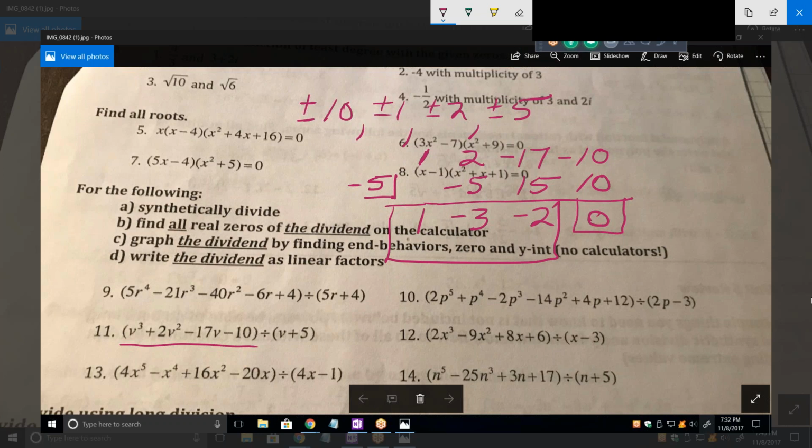So if I want to write this polynomial on number 11 as a series of linear factors, the first one would be what? X plus 5 or X minus 5? X plus 5. And the second one would be this quadratic, which does not factor.